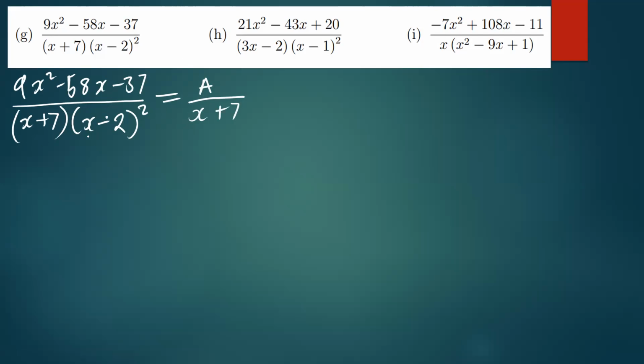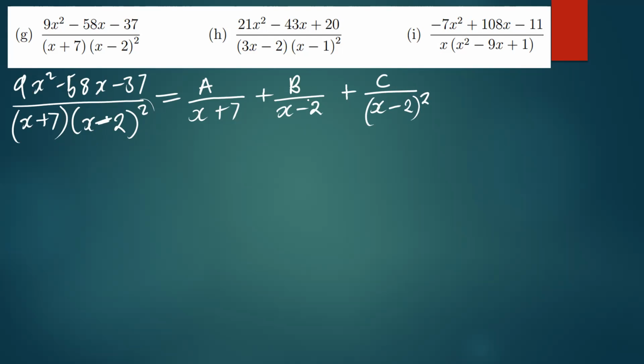Then the second part is also a linear factor, but this one is repeating itself, 2 times. So how do we deal with that? We say plus B over x minus 2. Then since it's repeating itself 2 times, we also have to add C, which has the same factor, but in this case it's going to be squared.